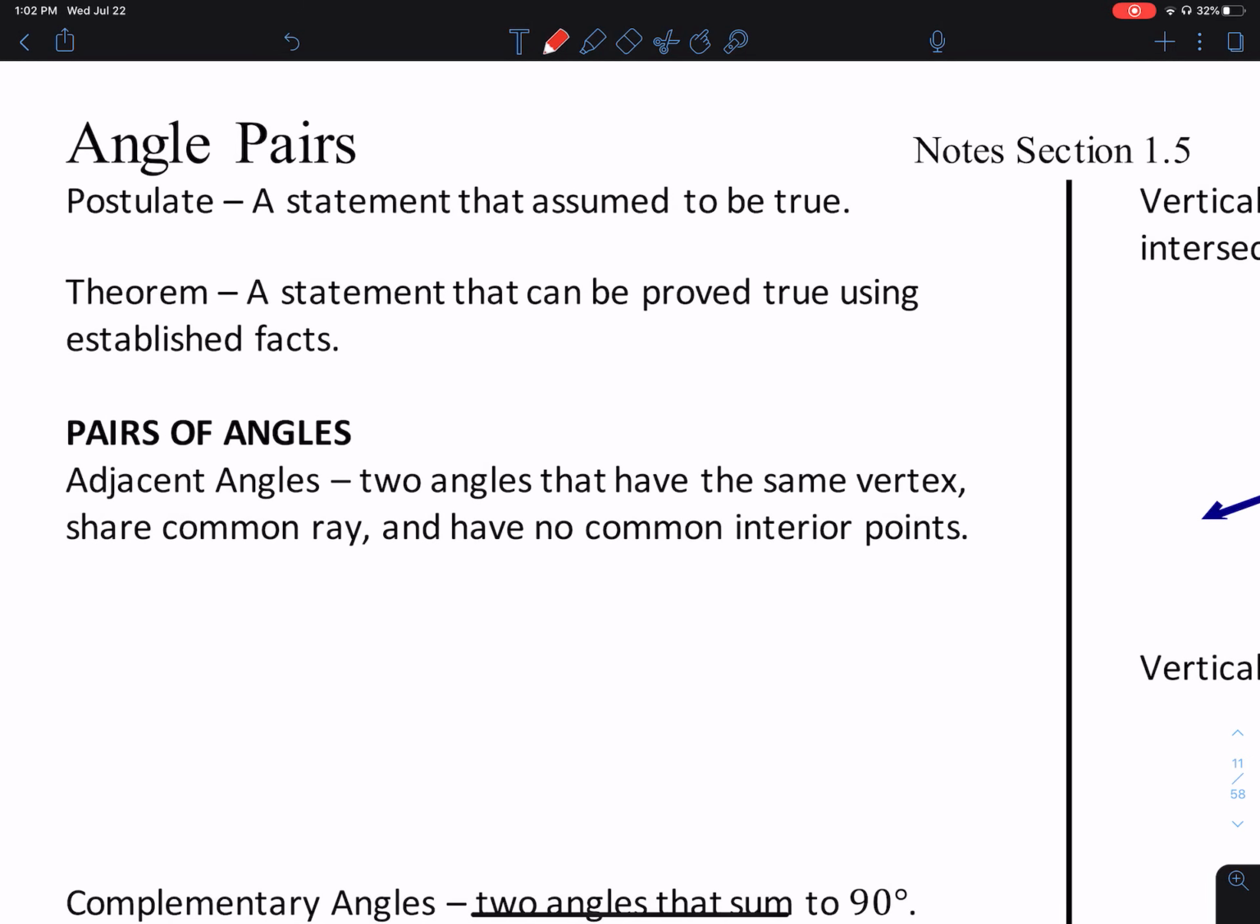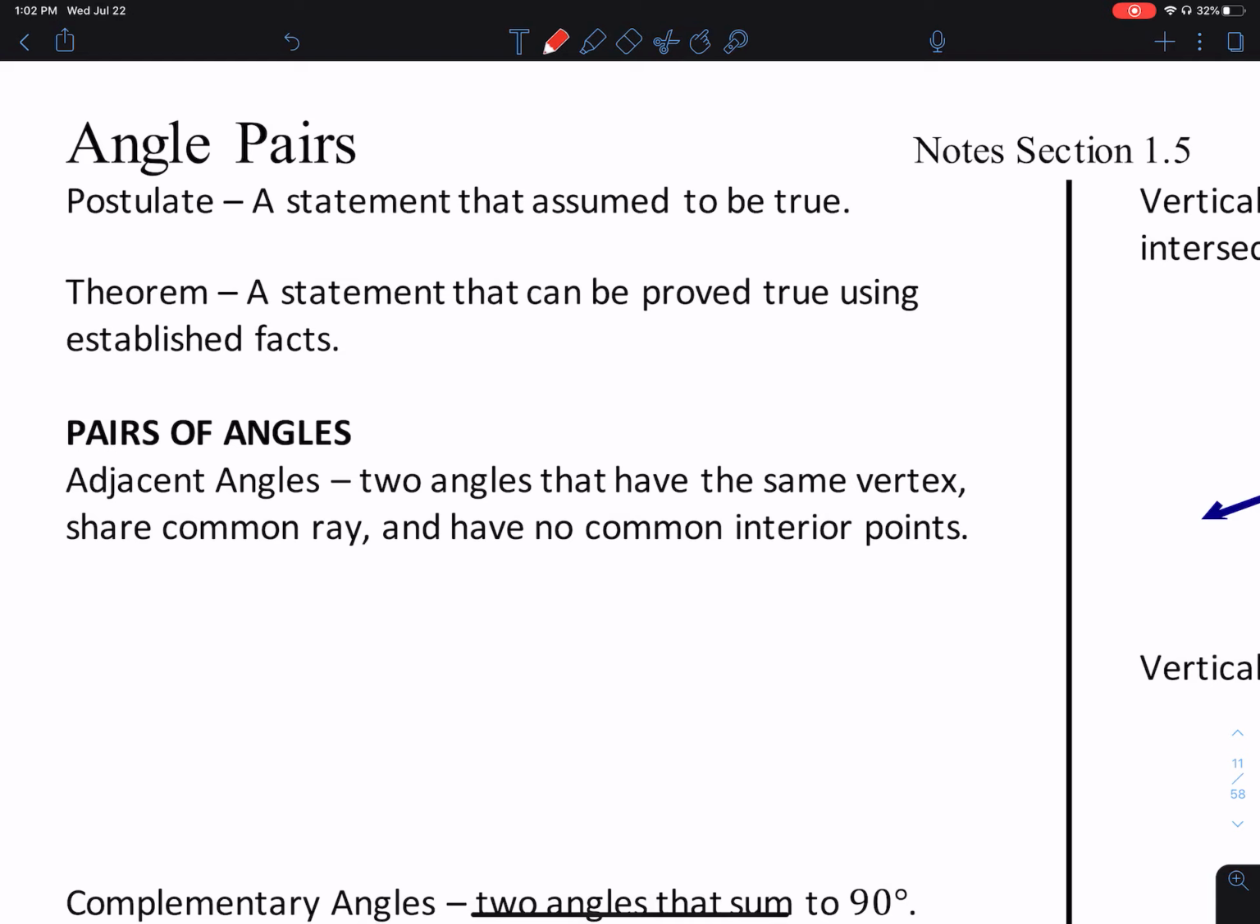It's a statement that you assume to be true because it's just so darn obvious. A theorem is a statement that you can prove true using established facts. Those established facts could be other theorems you've already proven, could be postulates, could be definitions.